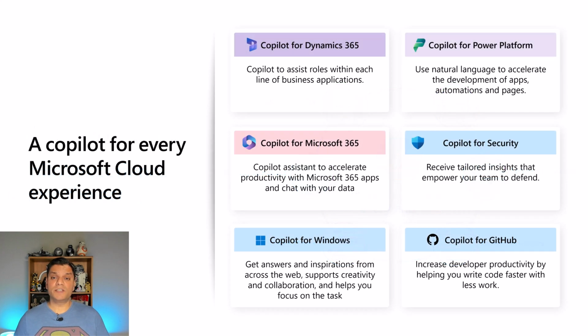But there's more of this because there's actually different flavors of Copilot. And I love this slide as well because it's actually showing which Copilots are there for the Dynamics 365, for the Microsoft 365. There's a whole separate Copilot for Windows, Power Platform, Copilot for Security, and also GitHub. These are the different ones that we are aware of right now.